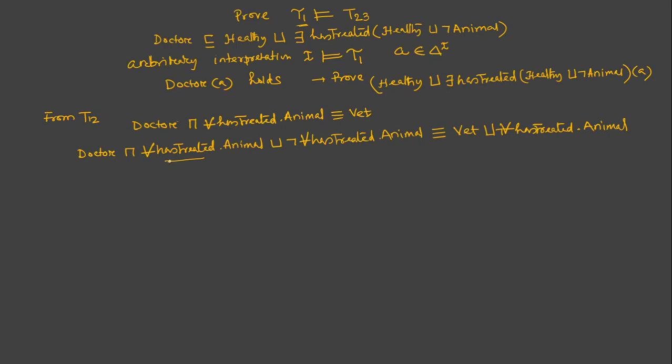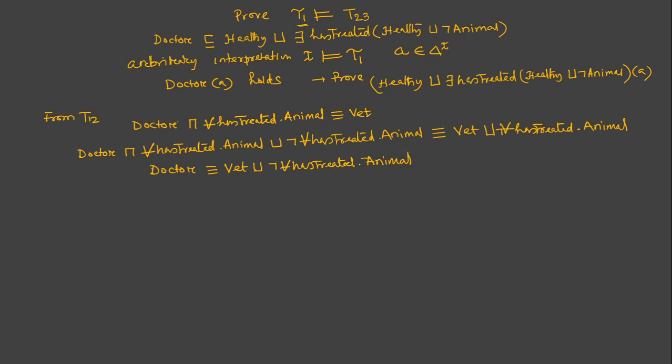right? Now if we consider these two, this will evaluate to be true because it is like you are taking C disjunction not of C, and this will always be this, right? And if you take intersection of this with doctor, it will always become doctor, right? So the left hand side will be simplified to derive doctor, right? The right hand side will become vet disjunction not of for all has treated animal, right? Now we'll be using this to combine with other things, right?